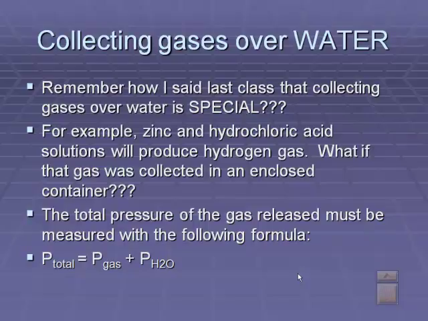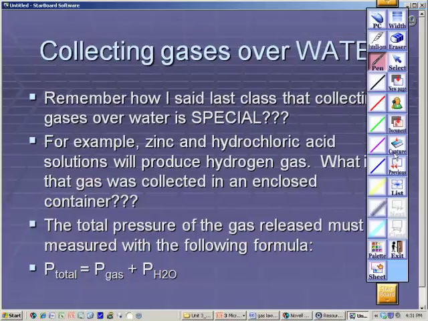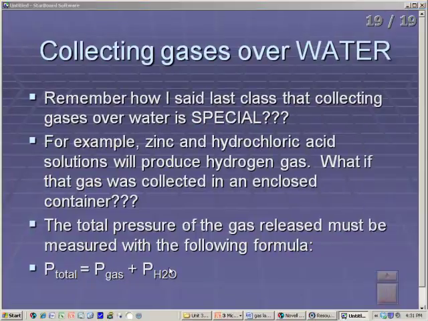Maybe I should do a demonstration. I don't know if I've got the correct concentration of hydrochloric acid readily available, but this would be a great demonstration for you. So when you're collecting a gas over water, you have to worry about the partial pressure of the water particles, because the water particles reduce the total pressure of the system. So remember that anytime you're collecting a gas over water, you need this formula.